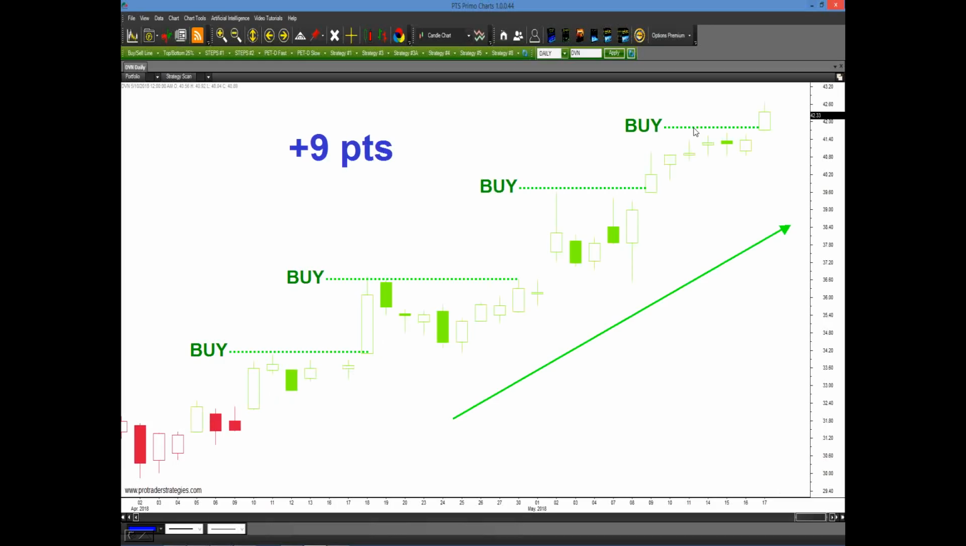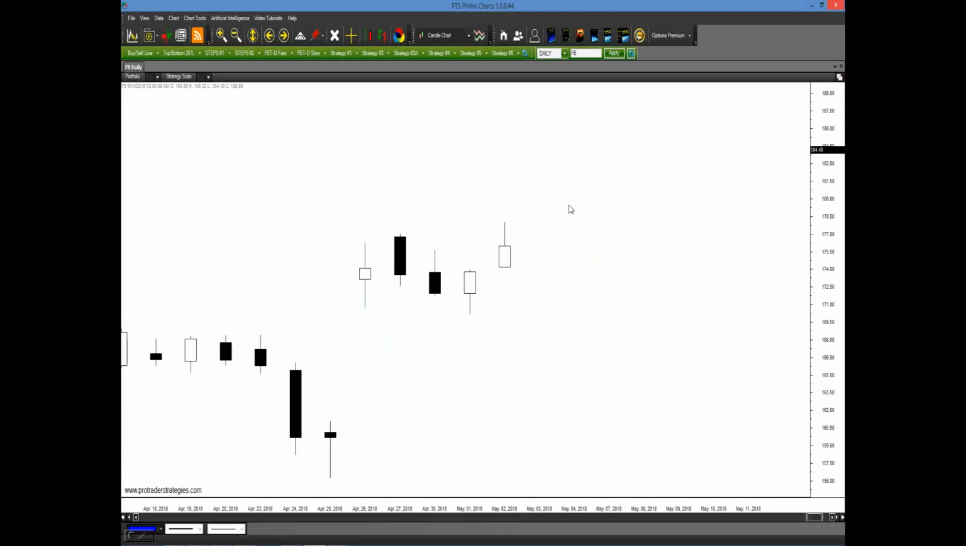And if you missed that, there were a lot more setups along the way. These are all 3-bar pivot highs that you could have entered above. How about Facebook? All right, this is an older chart going back to April.